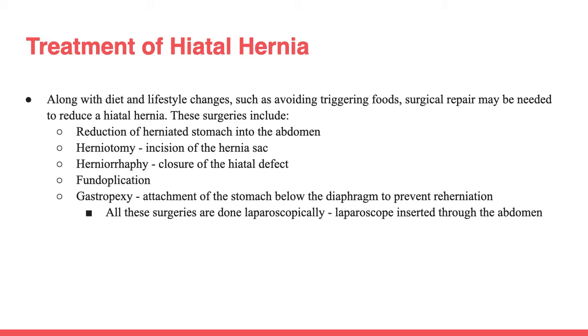So, now for treatments of hiatal hernias, along with diet and lifestyle changes such as avoiding triggering foods, surgical repair may be needed to reduce a hiatal hernia. These surgeries include reduction of herniated stomach into the abdomen, herniotomy, which is an incision of the hernia sac, and then a herniorrhaphy, which is closure of the hiatal defect, fundoplication, and a gastropexy, which is an attachment of the stomach below the diaphragm to prevent reherniation.